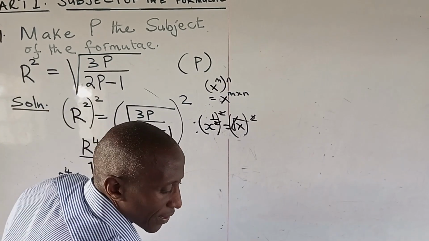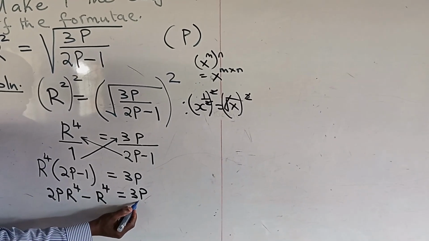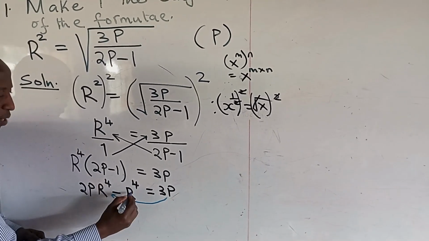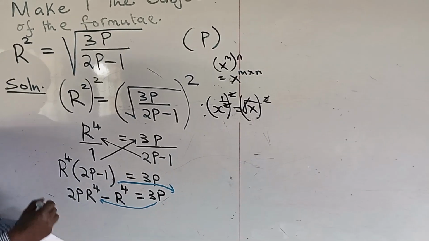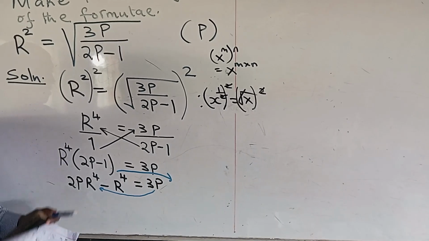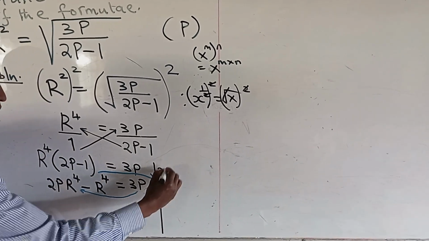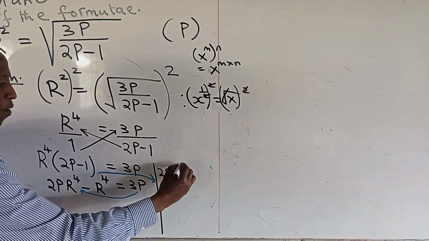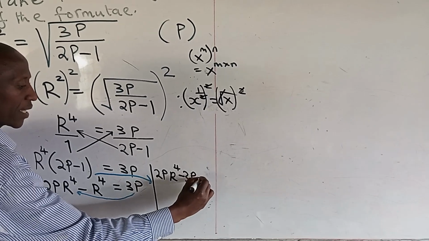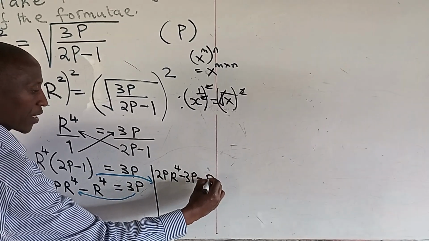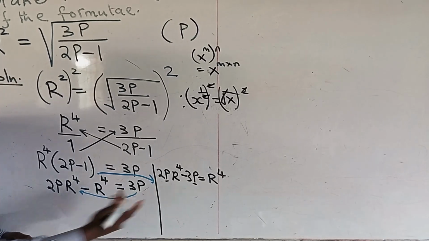Whereby we shall shift the 3p to be on this other side, and we shift this r power 4 on this other side. And that should give us, at this point, 2p r power 4, now this becomes minus 3p is equal to r raised to the power 4. We have the p and the p. We factor it out.